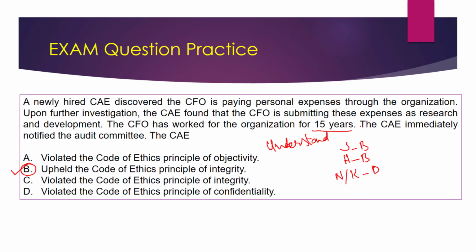The question is related to the CAE. The CAE immediately notified the audit committee. This is the question. The question is related to the CAE, not the CFO. So did the CAE violate or not? This is the question. Okay. So you only have to focus on the CAE's course of action. That's it. You don't have to worry about what happened or what has been written in the background information. You have to see what the CAE has done. Was it correct or incorrect according to the Code of Ethics?